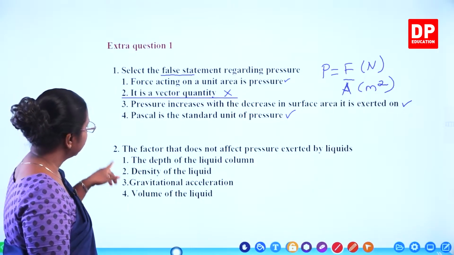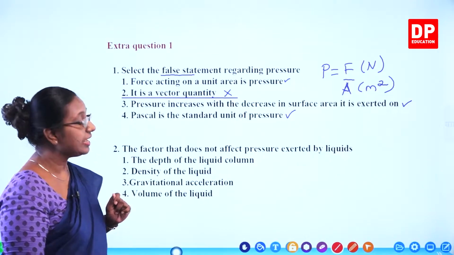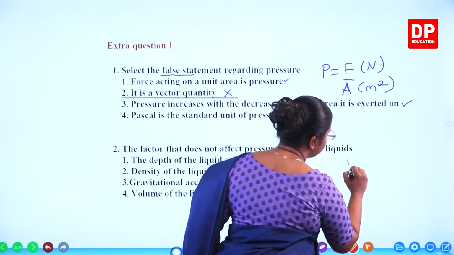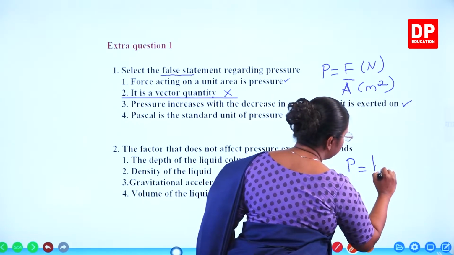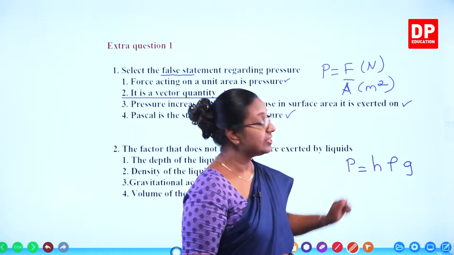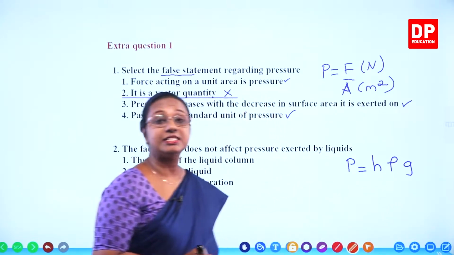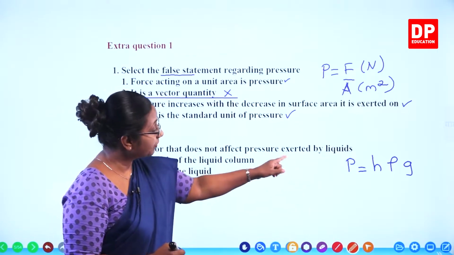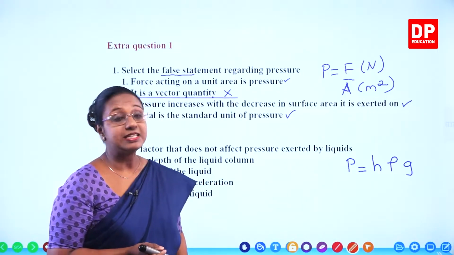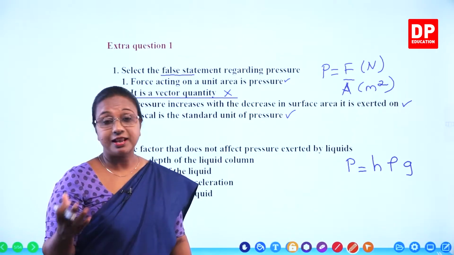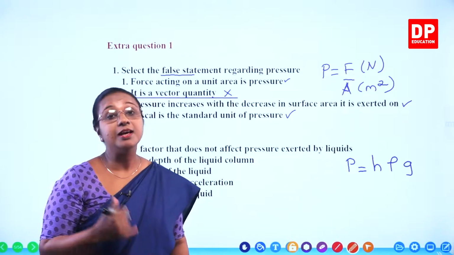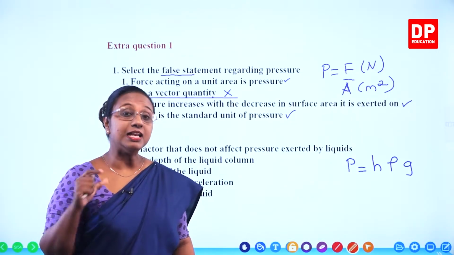Then the second one, the factor that does not affect pressure exerted by liquids. So, you all know the equation, students. We have done calculations. Pressure exerted by a liquid column, P equals H rho G. H is the height of the liquid column, rho is the density of the liquid column, and G is the gravitational acceleration. So, pressure exerted by liquids depends on all those factors: height, density, and gravitational acceleration. But gravity, you all know, it's a constant value. Height and the density of the liquid determines the pressure exerted by that liquid column.